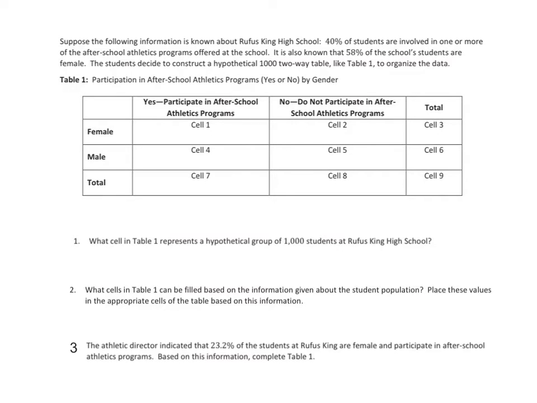Let's see, so again, as far as copying things down go, let's just get a few things I highlight in here. Suppose the following information is known. Here's what we need to copy down. 40% of the students are involved in one or more of the after-school athletic programs. It is also known that 58% of the students are female. The students decide to construct a hypothetical 1,000 two-way table.